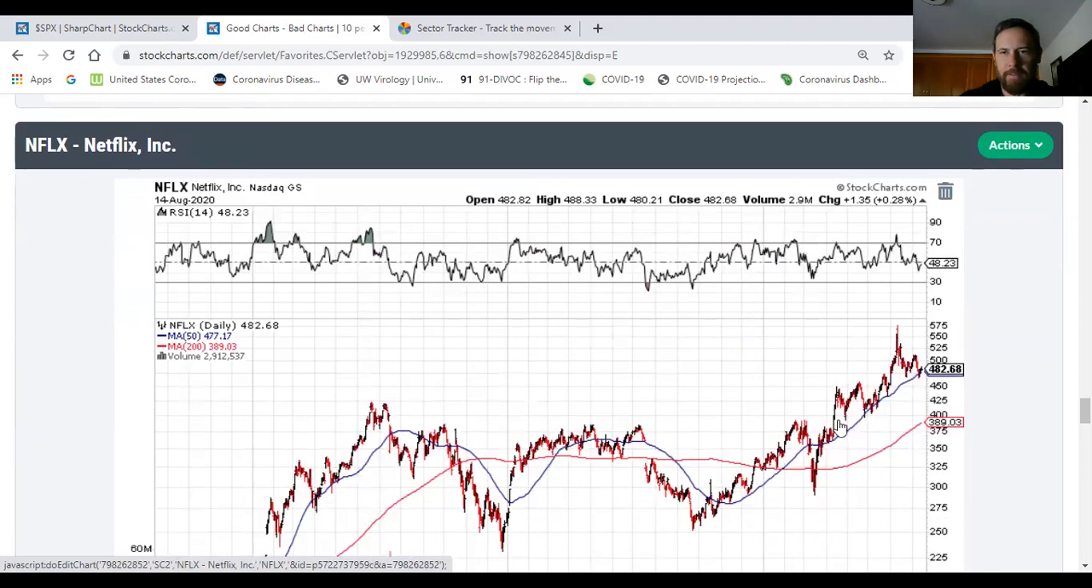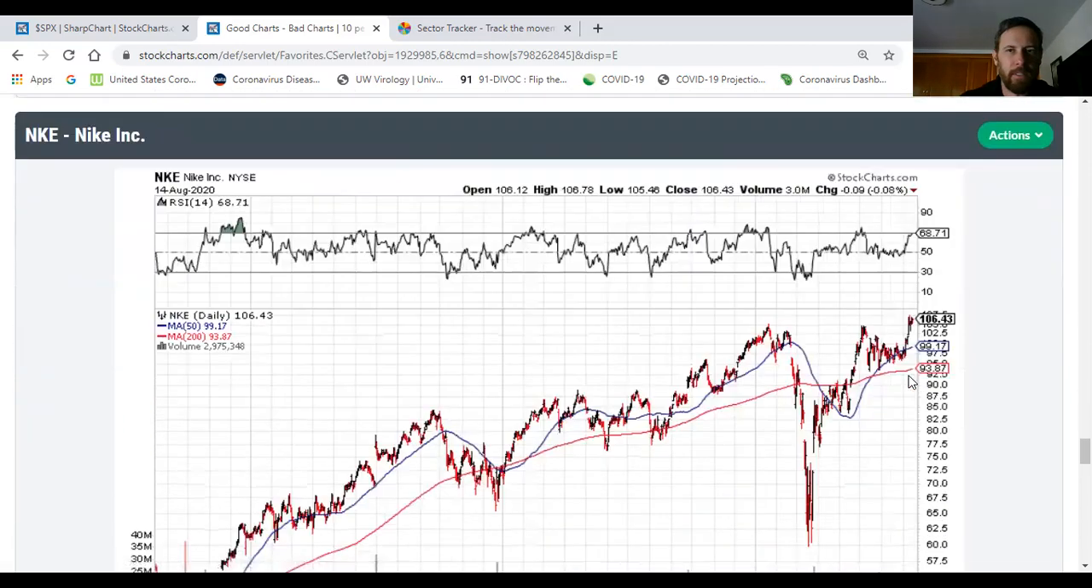Netflix, this is pretty gorgeous too. Watch this 50-day on Netflix. We had blowout earnings and then it's come back down. This is probably a pretty good entry if you're going to do the whole momentum trade. You probably have a target price around that 550, 575 level if you're going to do a short-term trade.